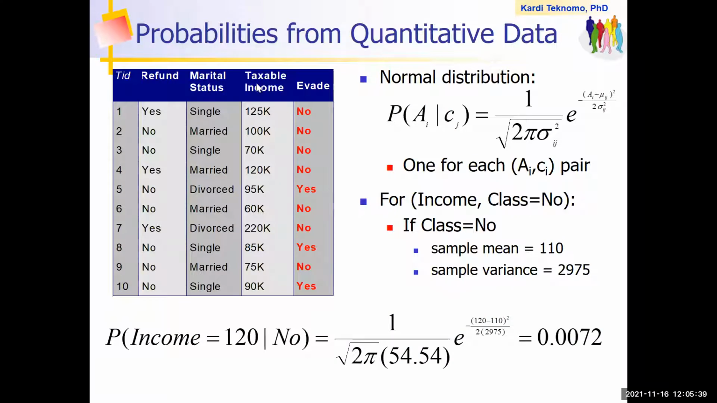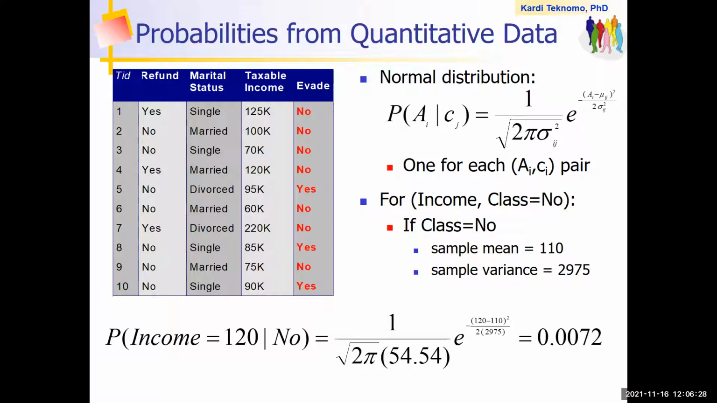For example here, the taxable income is actually a number, so you assume normal distribution. You know this is the formula for normal distribution. Then for each pair A comma C, where A is the attribute and C is the class, in this case income and the class, for example income 120 given that this is no, what is the value? How do you get that? You get the mean for each class, you get the variance for each class, and then you put it into that formula. You get the probability. Finish.